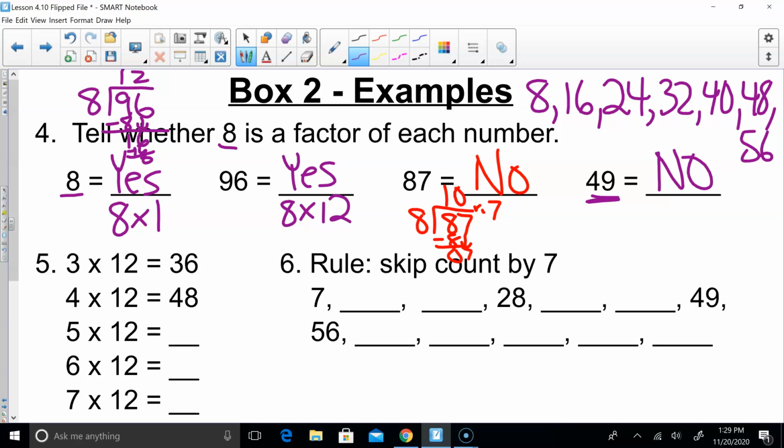We also talk about seeing patterns and number patterns. So you have 3 times 12 is 36. We have 4 times 12 is 48. So if we keep going, 5 times 12, well, this is adding 12 and going up by 12 because we have one more group of 12. This will give us 60. One more group of 12 would be 72. And one more group of 12 would be 84.